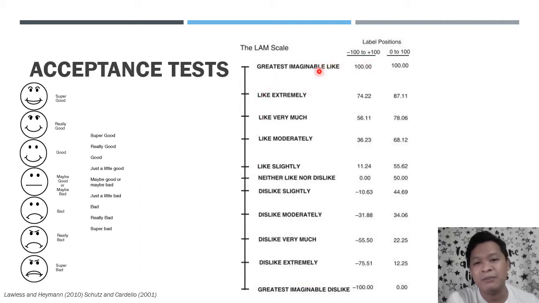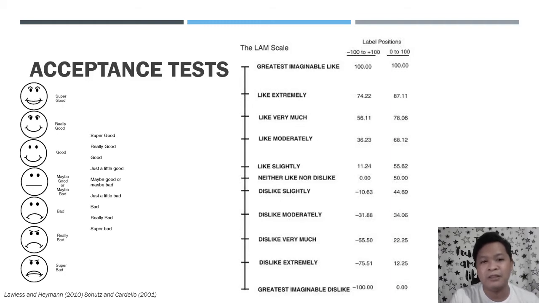And kung ito yung gagamitin mo, for example, you're gonna treat it as a 0 to 100 interval scale. When you translate the data, for example, if a panelist answers like very much, then you code that numerical value as 78.06 and so on, and then you treat it just like any other numerical data set using parametric tests. So there are many other acceptance tests. Nandyan yung just about right scale and so on and so forth. However, can read them siguro na lang on your own, but these are the basic ones that we'll be discussing for this module.